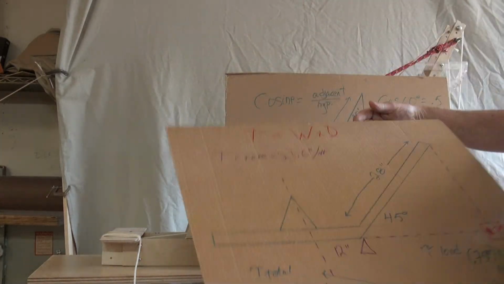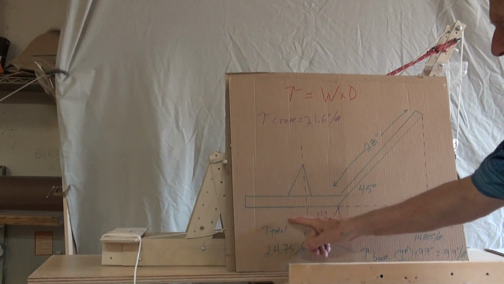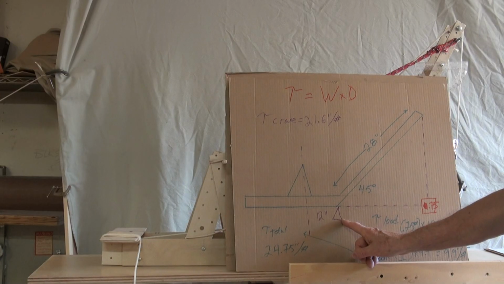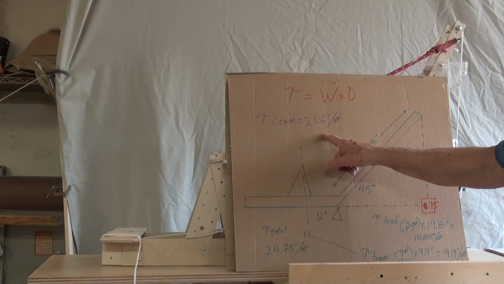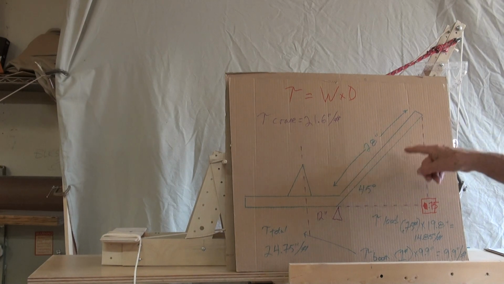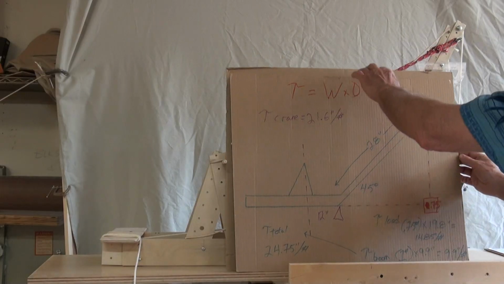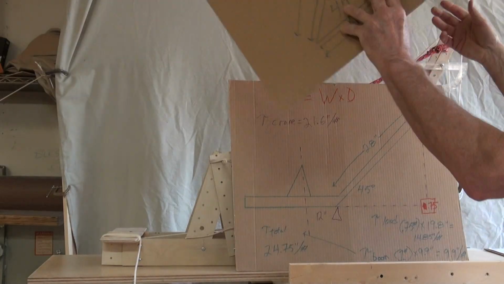Now, we go to 45 degrees. Everything on this side, the torque of the crane hasn't changed, 21.6 inch-pounds. Well, we lowered the angle of the boom, so now it's 45 degrees, so this dimension is bigger. So, back to cosine.